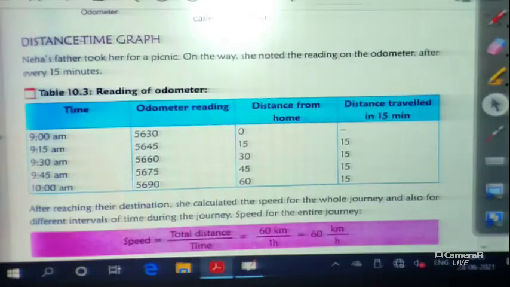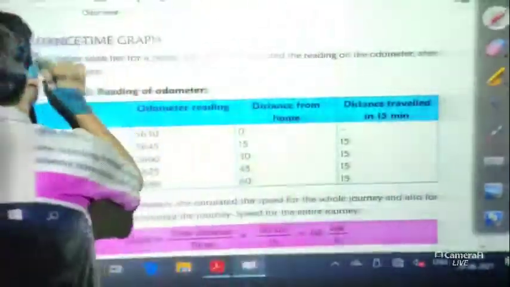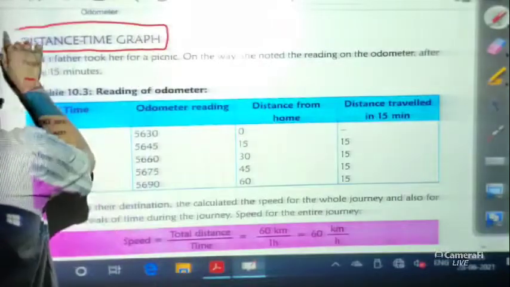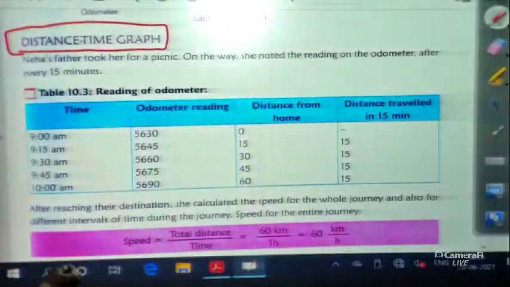Now students, in today's class we are going to discuss a few things. First of all, we will discuss the distance time graph. So you can see here, distance time graph. Let us start with this very important portion. Now just have a look.